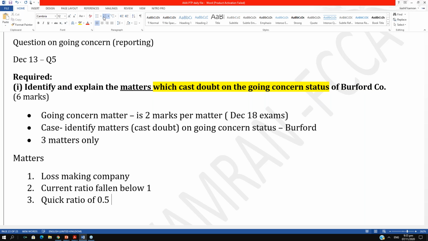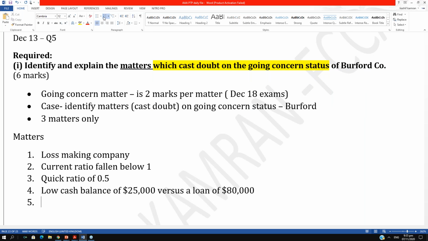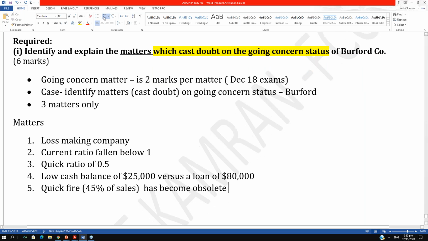I think the next point you must have identified is a low cash balance, a low cash balance of $25,000 versus a loan of $80,000. Is that fine? And then you must have found a point that one of the quick fire products, which generates 45% of sales, has become obsolete. I hope you agree with all of these 5 points, right?